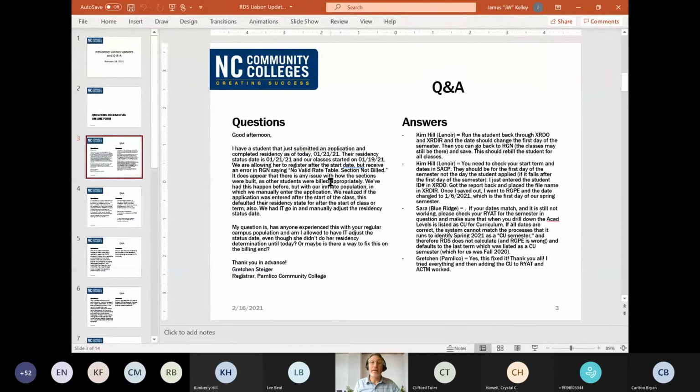She had a student submit an application and she has some residency dates there, and then they are allowing her to register after the start date. But then she received an error in RGN saying that there was no valid rate table built. And it was because there was an issue and it wasn't being billed correctly. They've had this happen before, and they had to go to IT to have it manually adjusted and updated. And she wanted to know if others had experienced something similar.